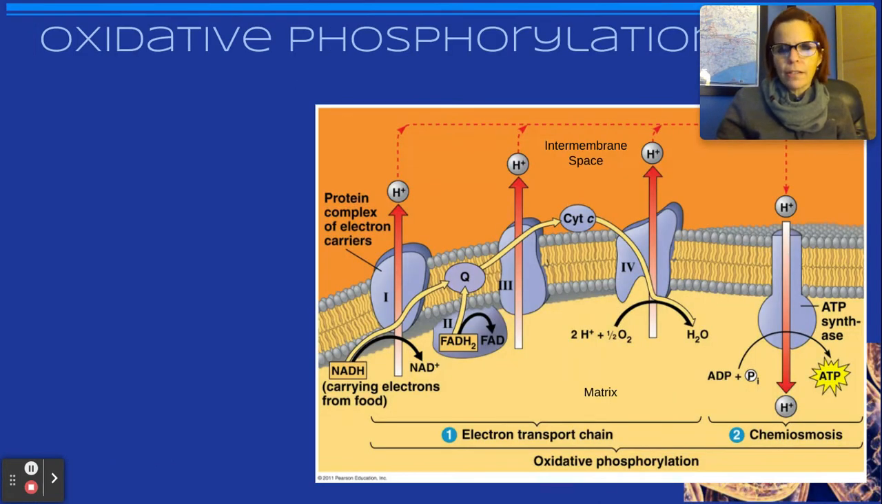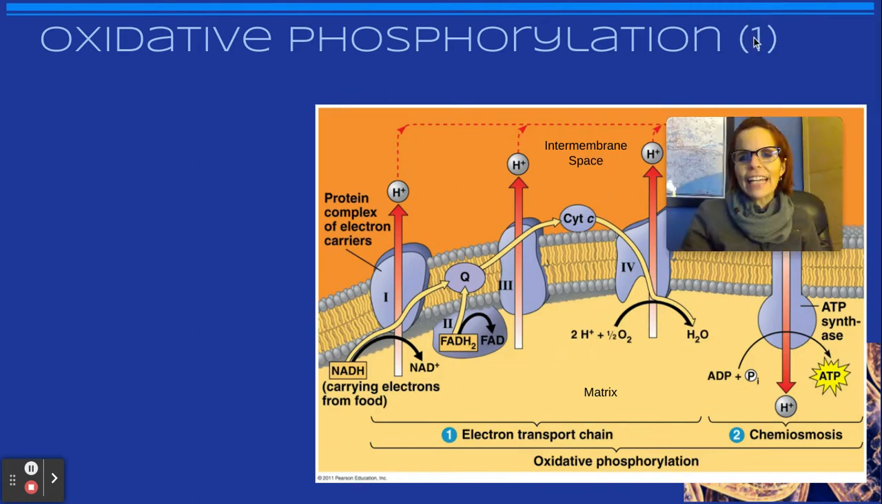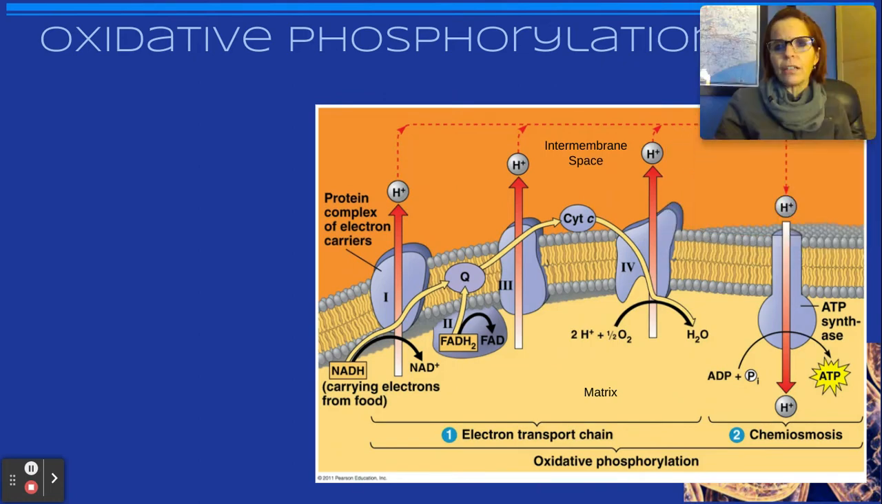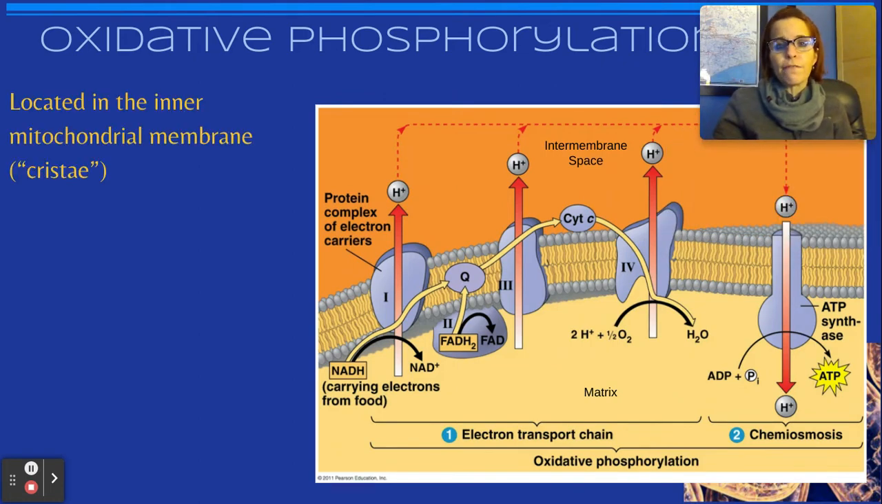All right, same process. All right, now we're going to get into the last section of cell respiration, which is called oxidative phosphorylation. It's located in the inner mitochondrial membrane.